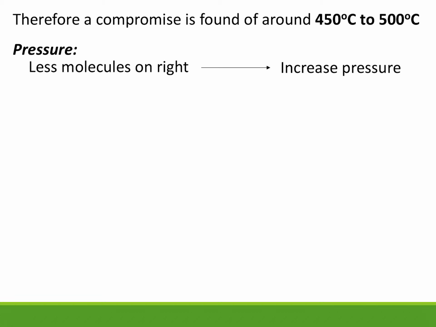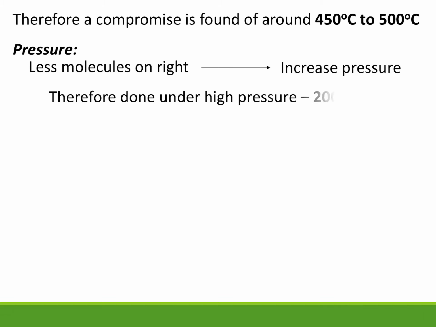So we need to increase the pressure. The problem is that it's expensive and can be dangerous. Therefore, we do it under 200 atmospheres. So it's done actually under a very high pressure, because it gives us a very high yield of NH3, and it's one that they can control. And of course, remember, if I increase the pressure, it still goes quite fast.